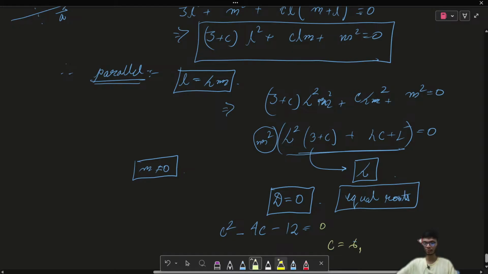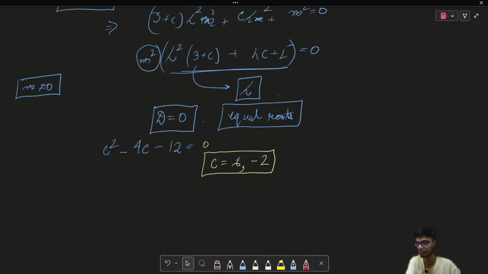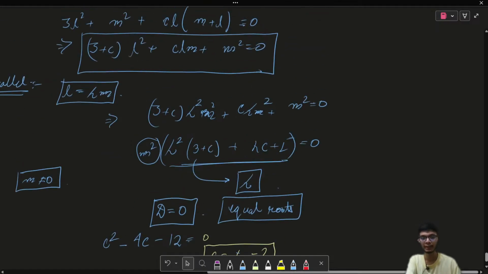This will give me the result of C as 6 and minus 2. So I will obtain the value of C as 6 and minus 2. Now, if I put the value of C as 6 and minus 2, let me check for which value am I getting, or we have to look for which particular case of C will give me the following condition of lambda, right?